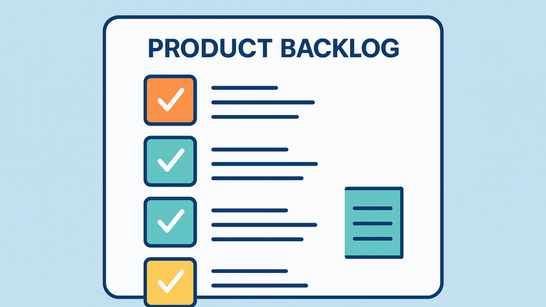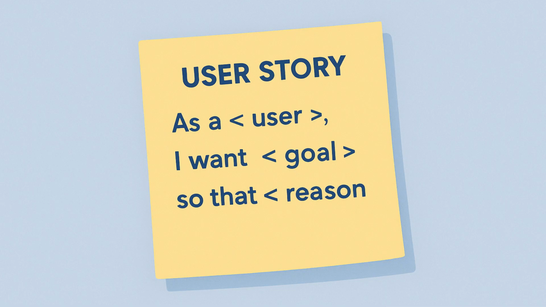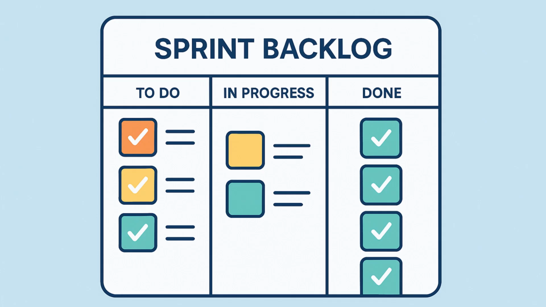Product backlog. The product backlog is a prioritized list of features for the product being developed. Each feature is written as a user story on a story card. A user story describes a feature or functionality from the user's perspective. It typically follows this format. As a user, I want goal, so that reason. For example, as a registered user, I want to log into the application so that I can view content available only to registered users.